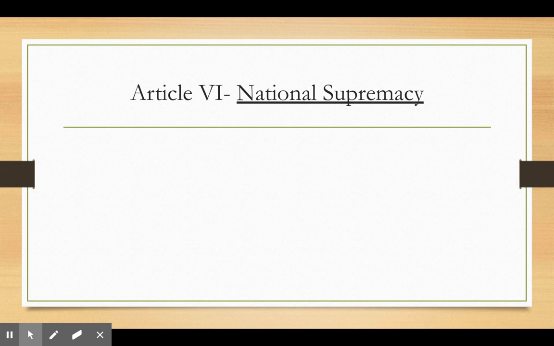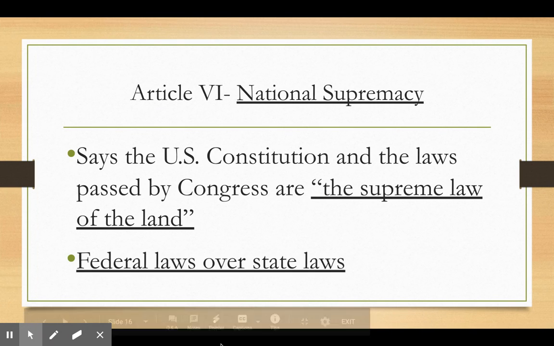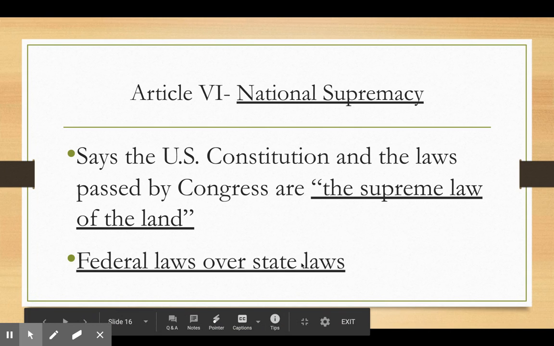Article 6 is the one with the supremacy clause, which you guys have heard about earlier. It says the Constitution and the laws passed by Congress are the supreme law of the land. Okay, so it established that this newly formed national government is going to be supreme. So state governments really have to submit at least a decent amount of authority to this newly formed national government. Federal laws are always going to be over state laws. Federal laws are always going to be supreme over state laws.